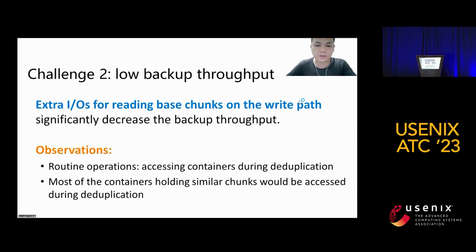The second challenge of adding data compression to deduplication systems is low backup throughput caused by extra IOs for reading base chunks during backup. In a typical deduplication-based backup system, prefetching metadata from containers being deduplicated against is a routine operation to accelerate duplicate detection. Due to redundancy locality, containers that hold potential similar chunks detected by our proposed dual locality-based sketch indexing would be accessed during deduplication.